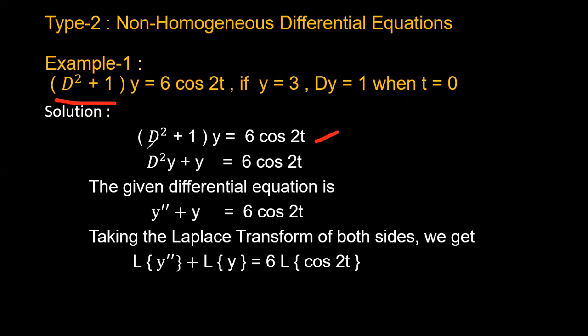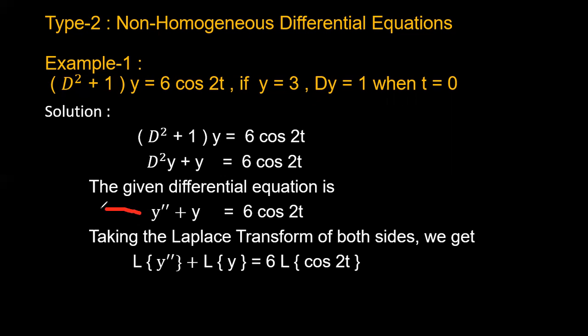Now simplify this one: D square y plus 1 into y, that is y, is equal to 6 cos 2t. This can be written in short notation: D square y can be written as y double dash, plus y is equal to 6 cos 2t. This is the short notation form of the given differential equation.